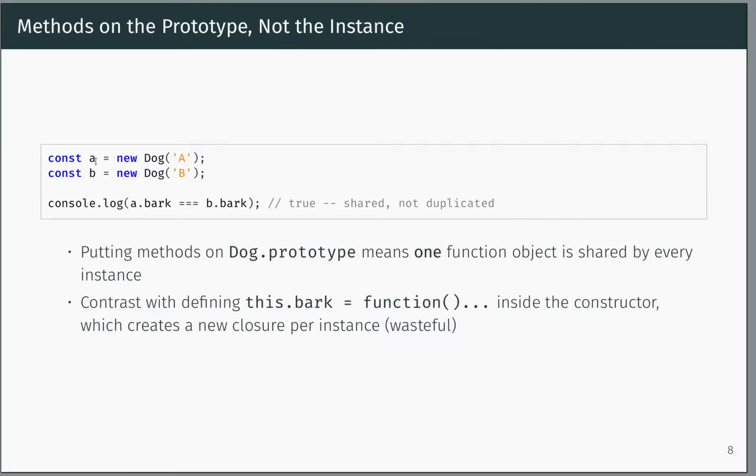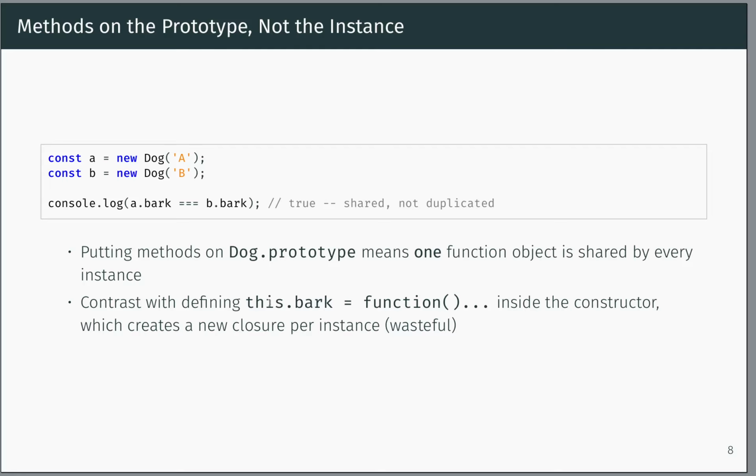Now, if you create two dogs, A and B, both will bark. Okay. Now, if you see that this bark equality matches, what this means is this is shared, not duplicated. Putting methods on Dog.prototype means one function object is shared by every instance. Contrast with defining this.bark equal to a function inside the constructor, which creates a new closure per instance.